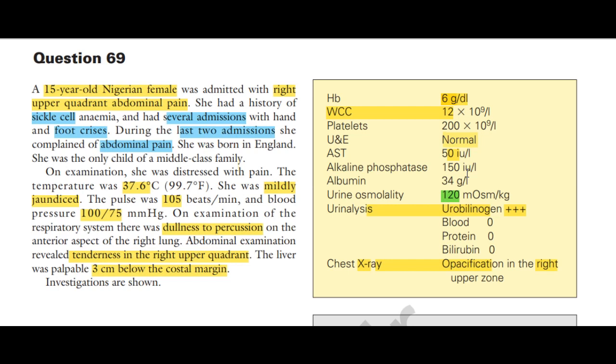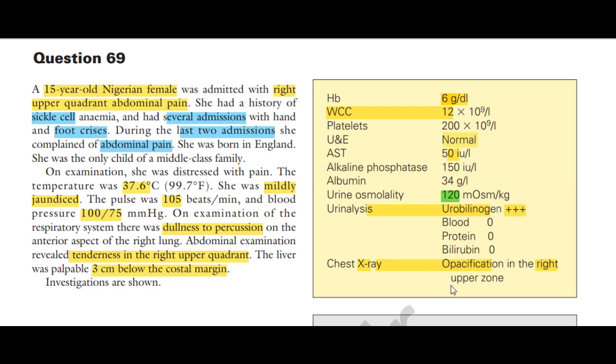The albumin is slightly reduced, and you can see urine osmolality is really reduced, okay, and we can see urobilinogen 3 plus in the urine. Blood, protein, and bilirubin itself are 0. In the chest x-ray, she had opacification in the right upper zone.